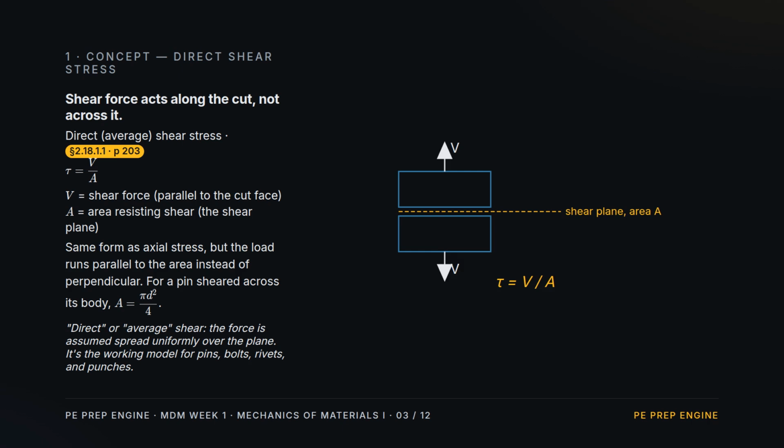Concept 1. Direct shear stress. Where normal stress pulls perpendicular to the cut, shear stress drags parallel to it. Tau equals V over A, the shear force divided by the area that resists it. For a pin sheared across its body, that area is its own cross-section, pi d squared over 4. Same shape as the axial formula, but the load now runs along the plane, not through it.